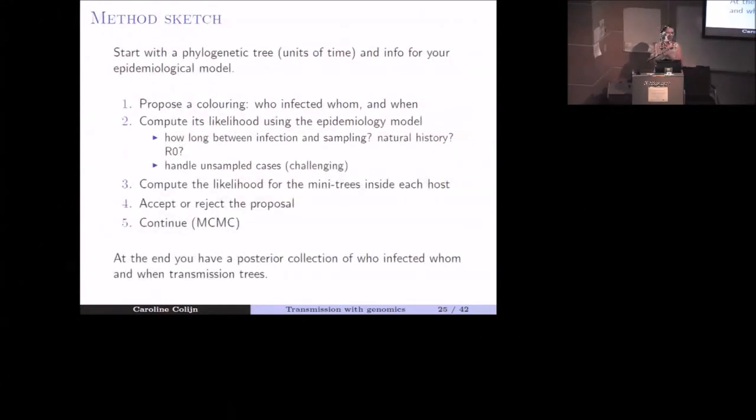And we start with some info for our epidemiological modeling. Propose a coloring, who infected whom and when, compute its likelihood using the epidemiology model, which includes how long between sampling and infection, our special p naught that we just found by our trapezoid method, and our unsampled cases. Compute our likelihood, accept or reject, and continue. And at the end of this, if it's converged, you have a posterior collection of colored trees, all of which include the information of who infected whom, and also when, and also how long it was between getting infected and getting sampled.